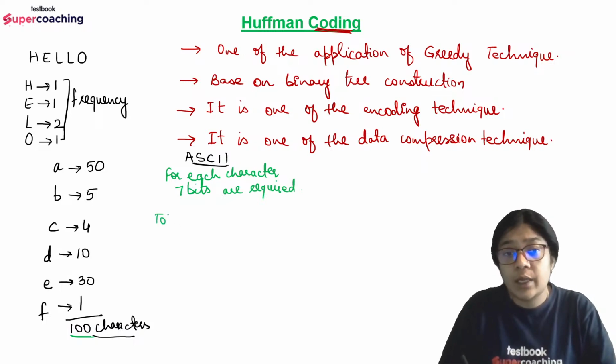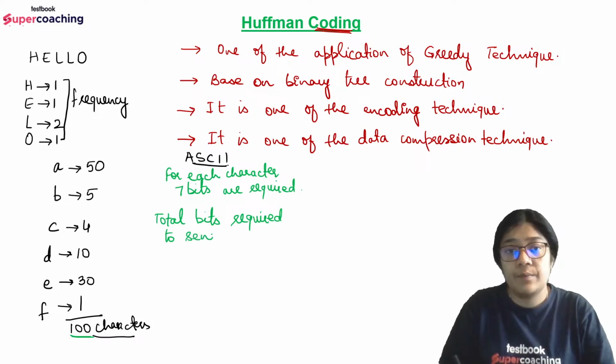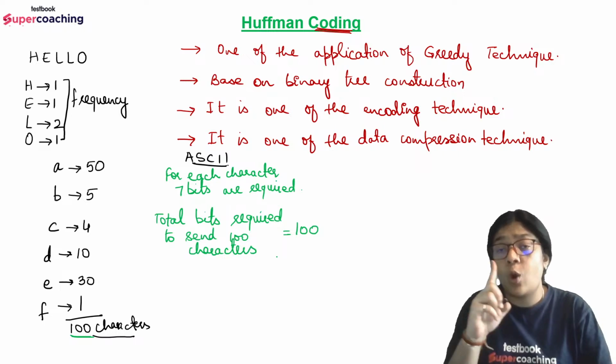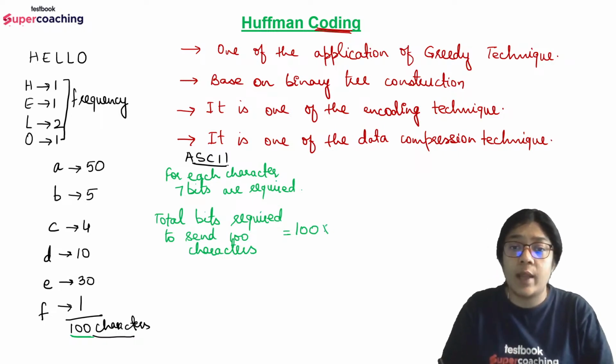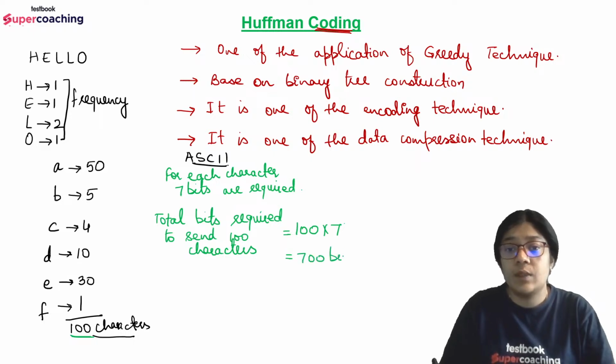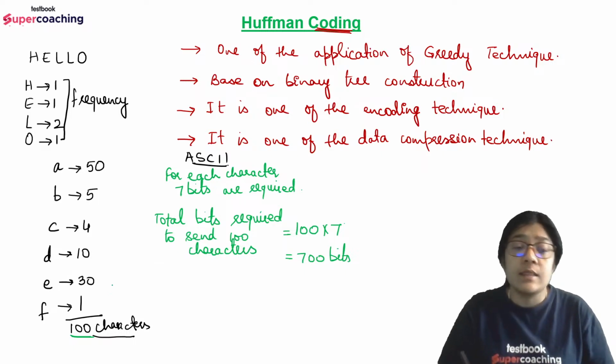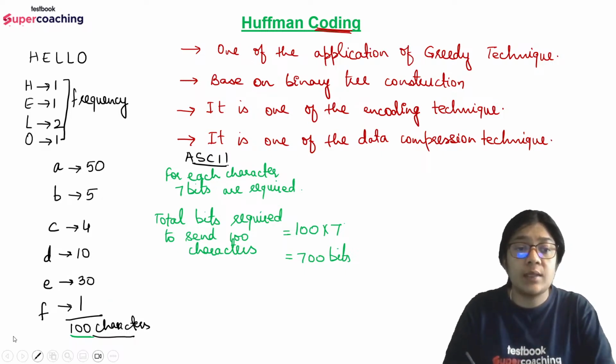So total bits required to send 100 characters will be equal to 100 characters into 7, since in order to send one character, 7 bits are required, which comes out to be 700 bits. This is with the standard approach when we are using the concept of ASCII. There is another method. Let me call this method 1.